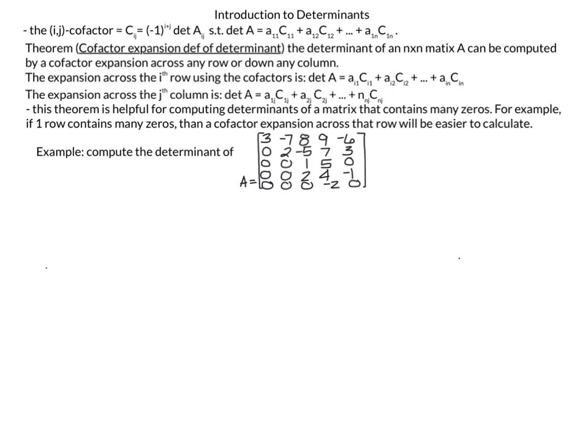So the first column vector is 3, 0, 0, 0, 0. The next column is negative 7, 2, 0, 0, 0. The third column is 8, negative 5, 1, 2, 0. The fourth column is 9, 7, 5, 4, negative 2. And the last column is negative 6, 3, 0, negative 1, 0.